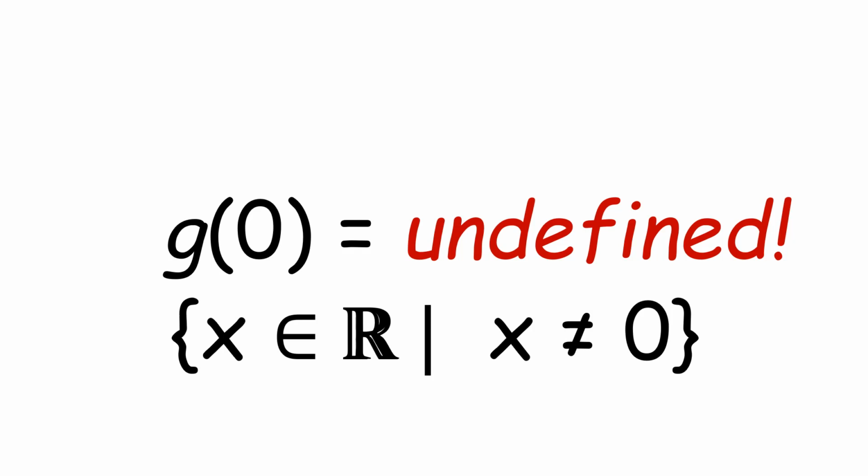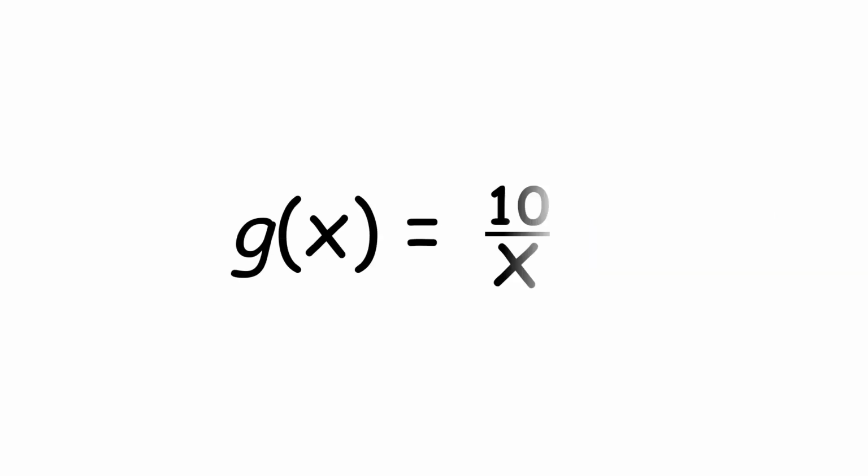Now we call the set of numbers for which the function is defined its domain, and in this case, the domain of function g is defined with x being in the set of all real numbers such that x is not equal to 0. Now less formally, you might see this written in a function definition like this.